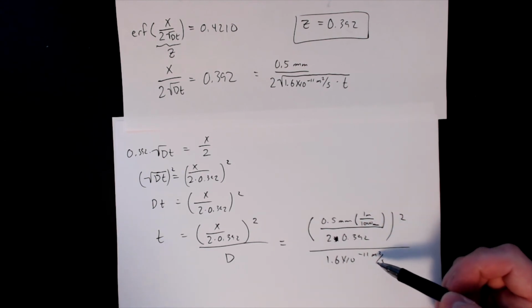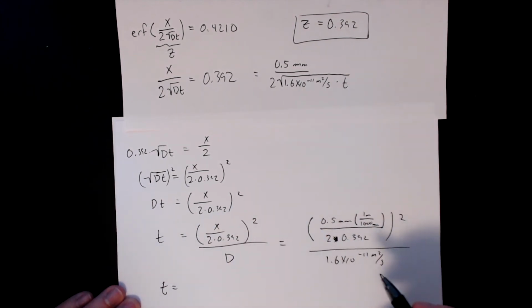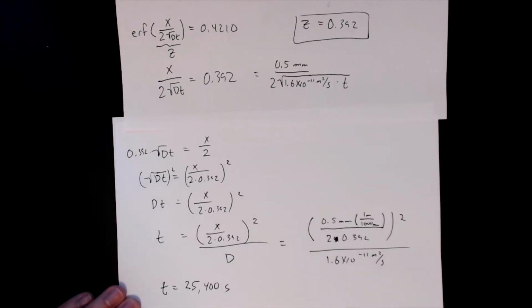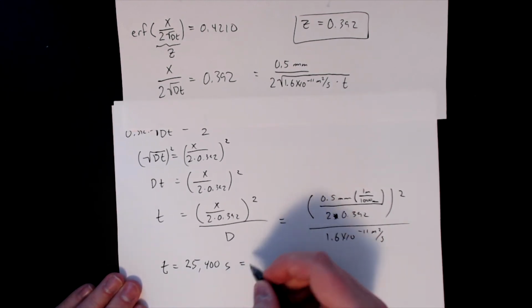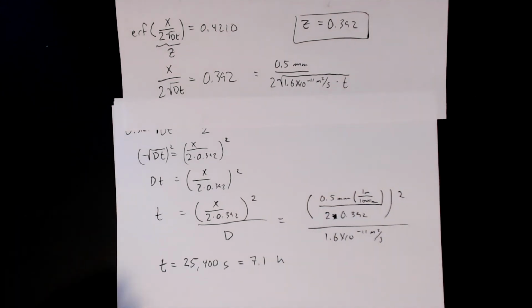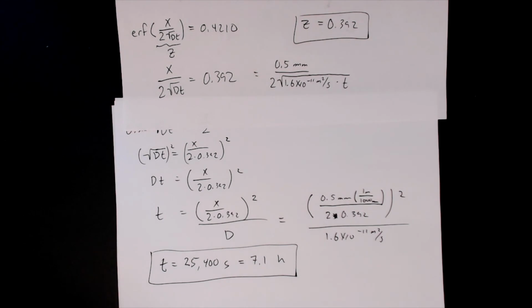The meters squared will cancel out, and you'll be left with seconds. And so when you plug all this in and calculate the time here, we get approximately 25,400, and this would be in seconds. This is a pretty high number, so it's more helpful to look at this in terms of hours. So if we convert, that's about 7.1 hours. All right, so this is the term that we're looking for. This is basically the answer to this question.